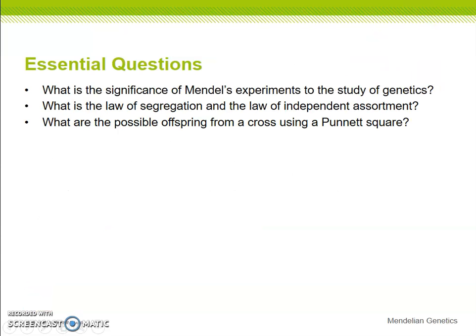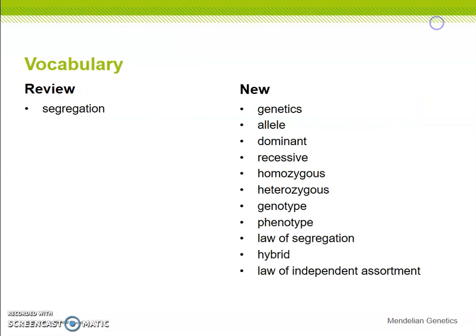So, the essential questions: what is the significance of Mendel's experiments to the study of genetics? What is the law of segregation and the law of independent assortment? And what are the possible offspring from a cross using a Punnett square? So hopefully by the end of this section, you should be able to answer those 3 questions.